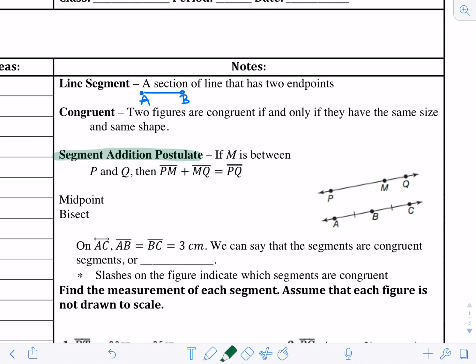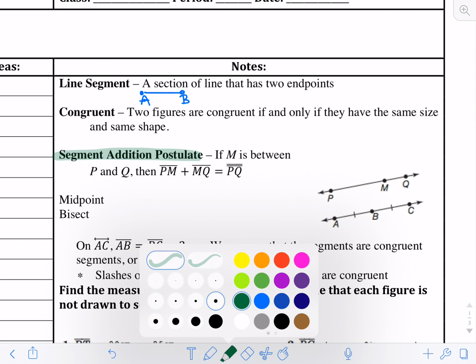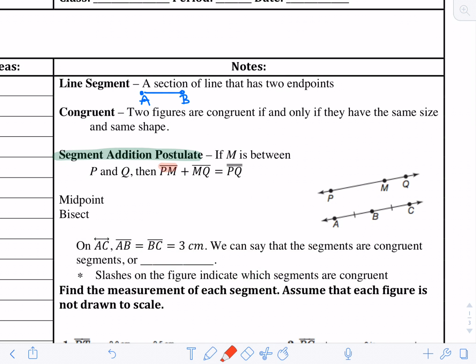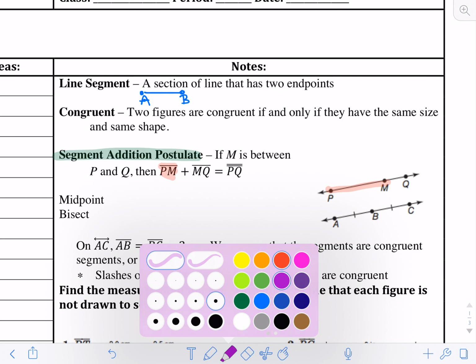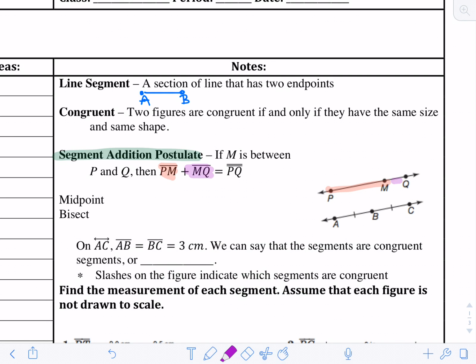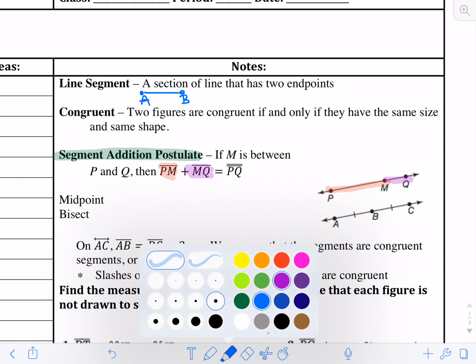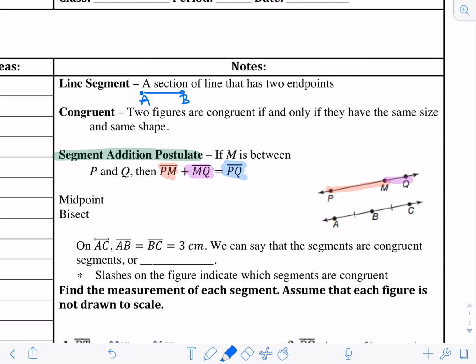So I'm going to show you what that means over here. It says if PM, the length of this piece right here, is added to the length of MQ, this piece right here, then what I have is this entire thing, PQ. So that's all of this. That's all it means. The easiest way to remember this is part plus part is equal to whole.